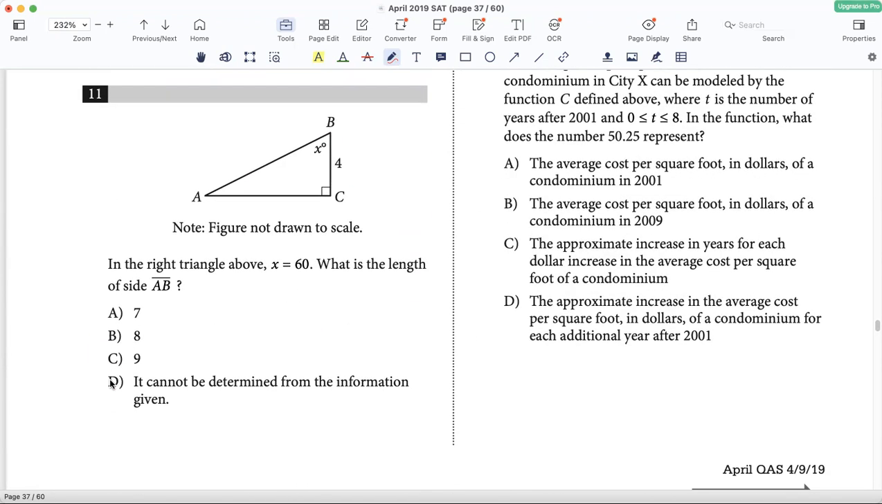Question 11. In the right triangle above, x is 60. What is the length of side AB? So this angle is 60 degrees. So if I take cos 60, that would be BC over AB. And cos 60 is 1 by 2. So BC is 4 over AB. So AB would be 8.